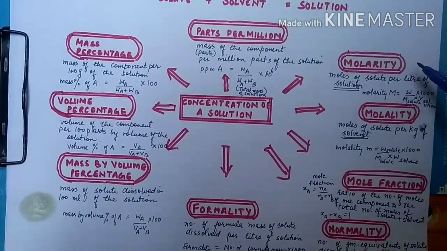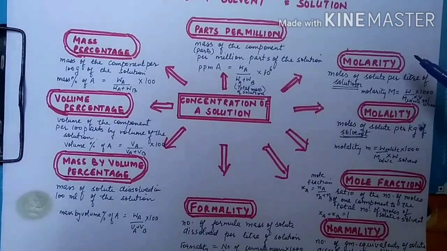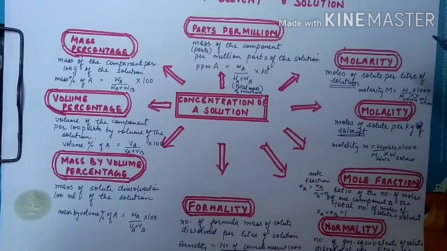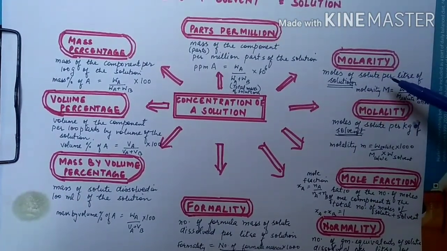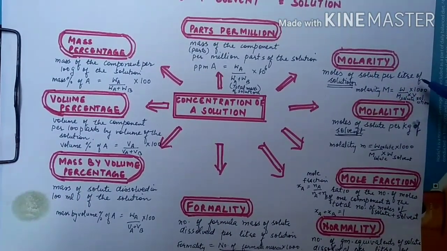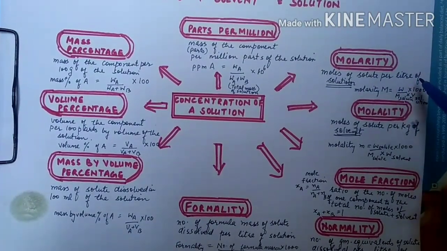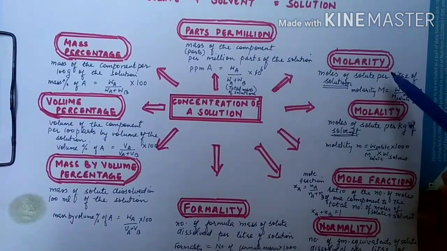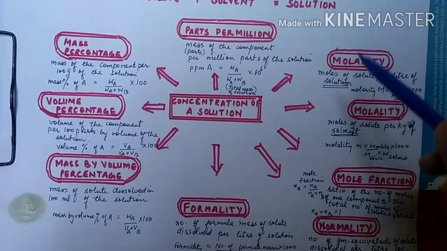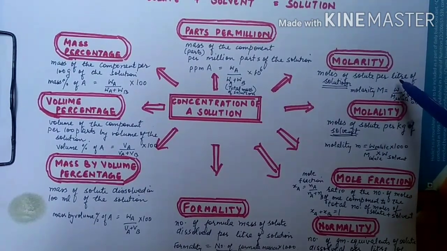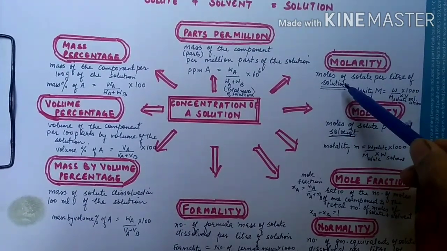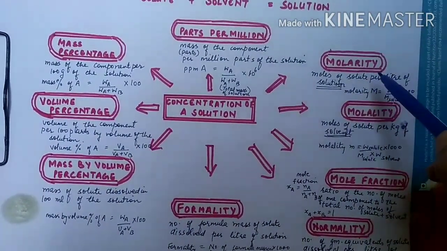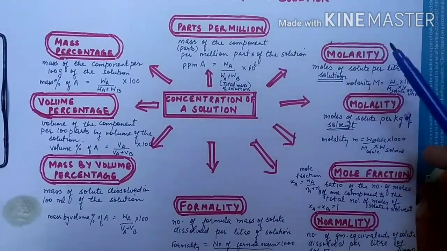Then in laboratory, we often use the terms molarity and molality and normality of solution. So what are these? Molarity is number of moles of solute per liter of solution. The words are very important. Here, number of moles of solute per liter of solution. We are taking volume of solution. It is solution, not solvent. So in case of molarity, it is number of moles of solute per liter of solution.